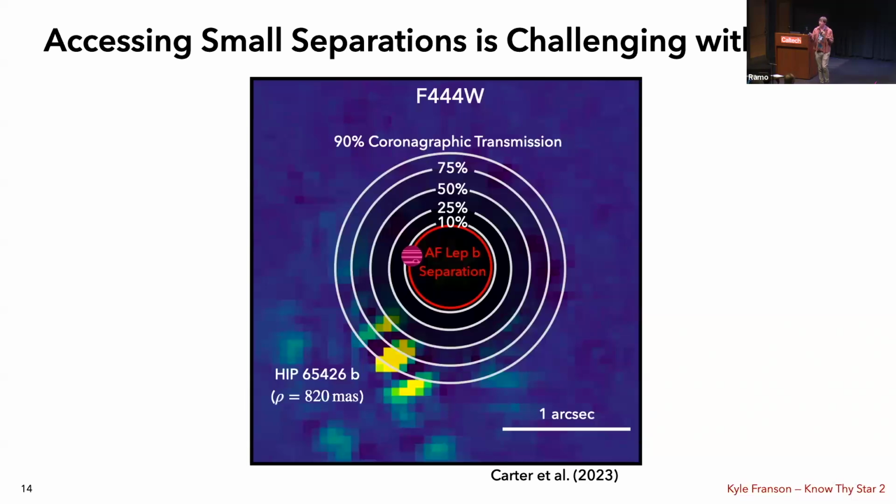So in addition to trying to image this planet 2 lambda over D away from its host star, we're trying to do this in a regime where we're losing over 9 out of 10 photons to the coronagraph. Needless to say, this is a really difficult detection to make with NIRCam. We're really pushing the instrumentation to its limits here at close separations. We, of course, convinced ourselves that we could do it.